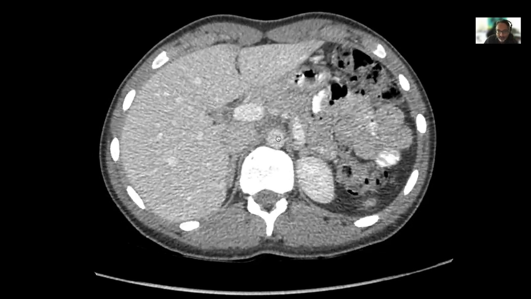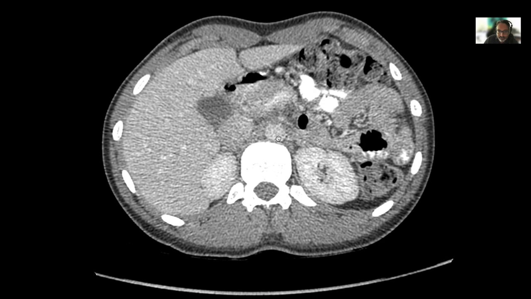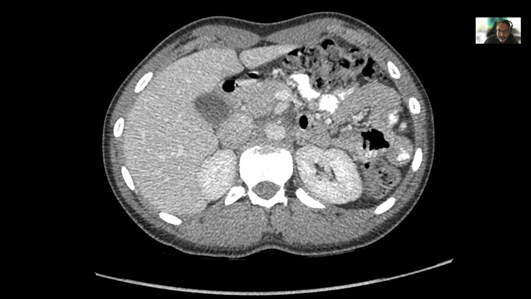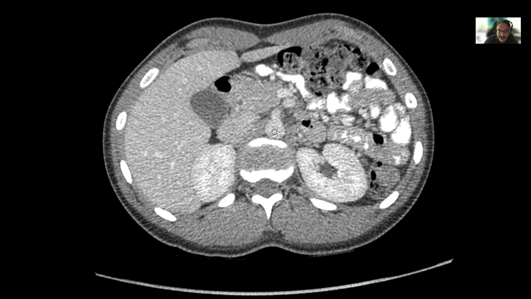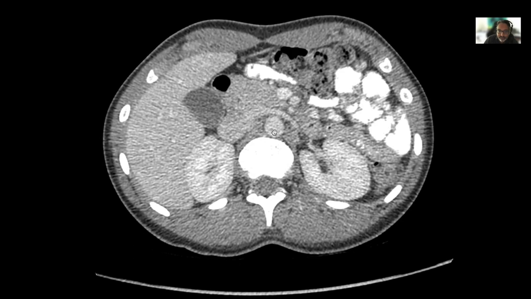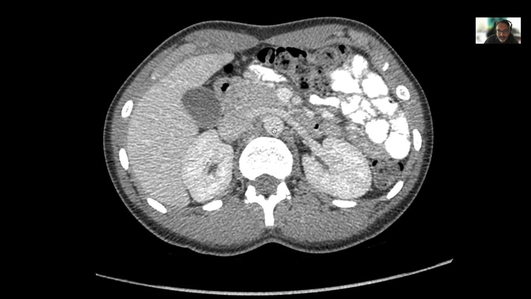So here we see, this is the celiac trunk. Then you see the superior mesenteric artery. Then we keep going down. As a matter of fact, now that we're here, I might as well show you.